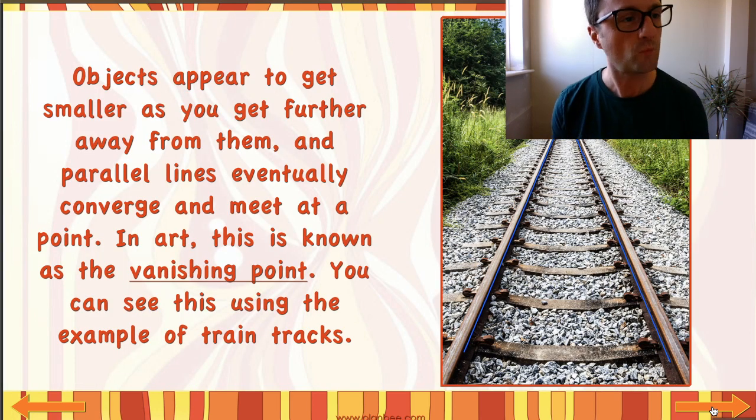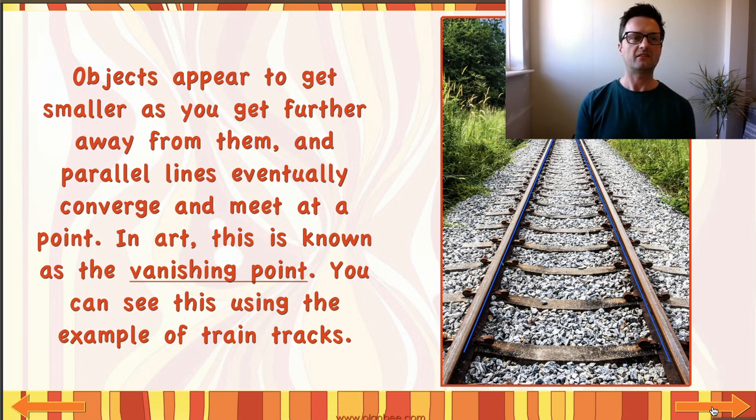So, objects appear to get smaller as you get further away from them, and parallel lines eventually converge and meet at a point. In art, this is known as the vanishing point, and you can see it on this example of some train tracks here. They sort of seem to disappear away to nothing. I guess they vanish.